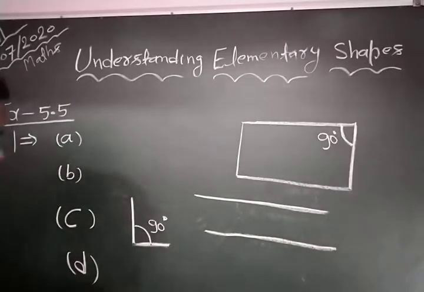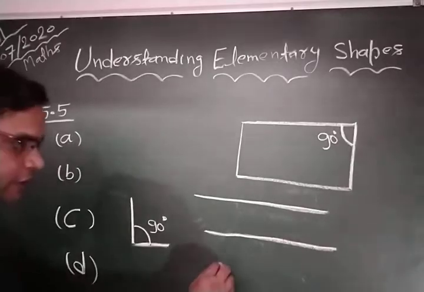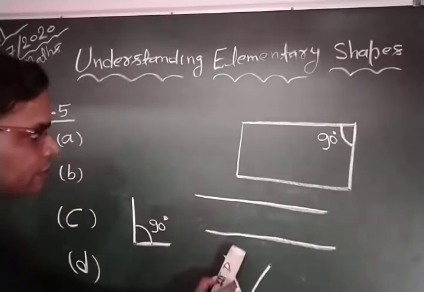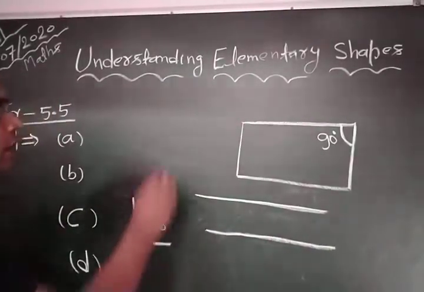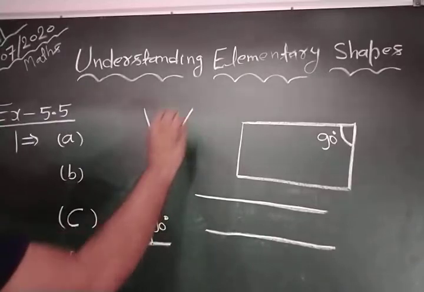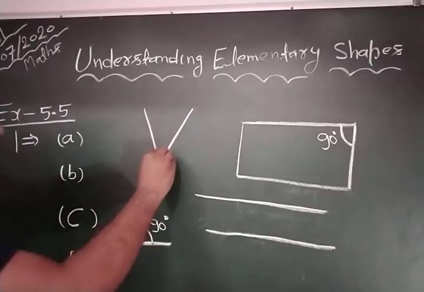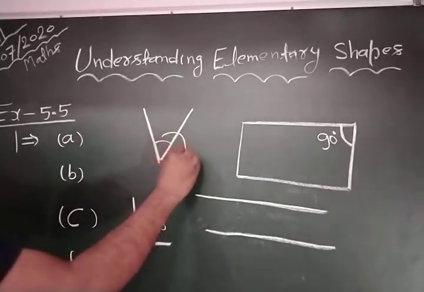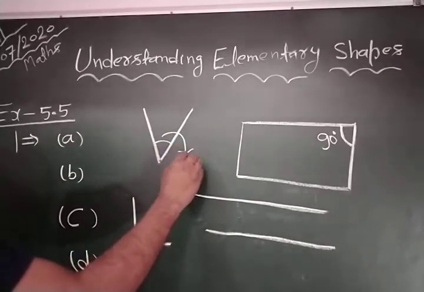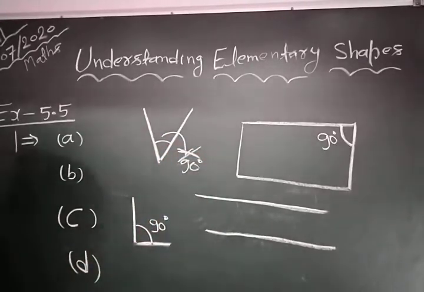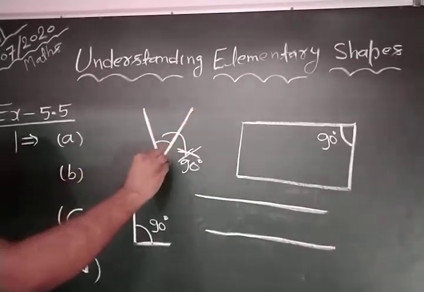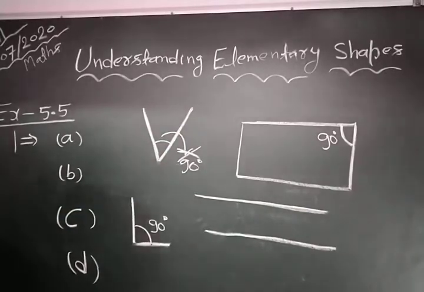The letter V, you can see this is a letter V. The angle between this line segment and this line segment is not a right angle, which means it is not 90 degrees, so they are not perpendicular to each other.